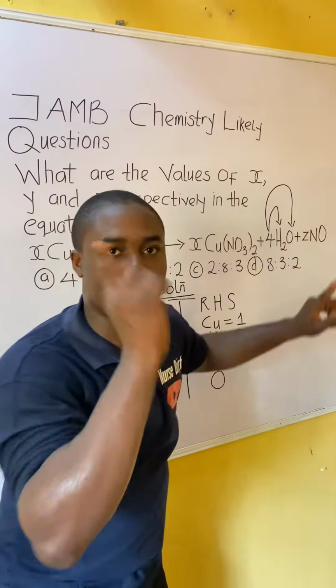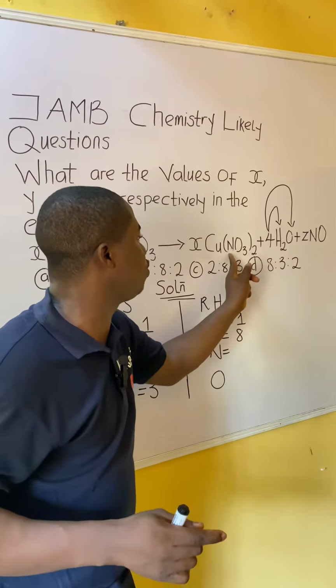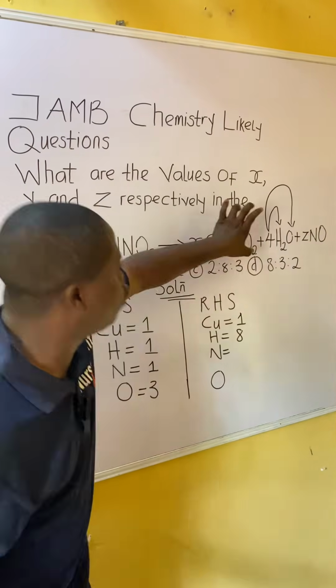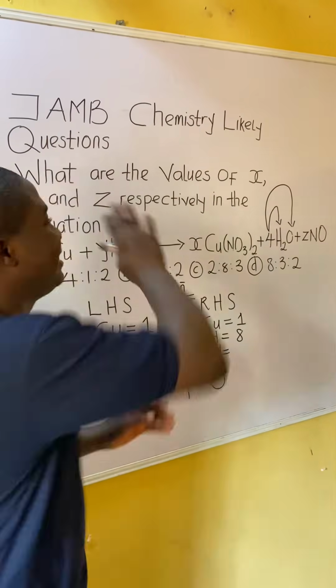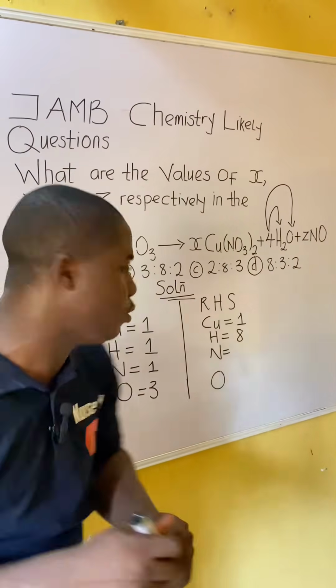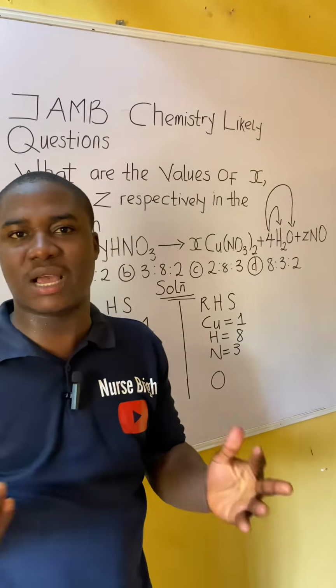So nitrogen here is 1. So the 1 nitrogen we have here plus the 2 nitrogen we have here already. So you add them. 2 plus 1, what is that? 3. So in total, on the right, we have 3 nitrogen atoms. Are you there? So here becomes 3. I believe you are following me. All these things are very simple.